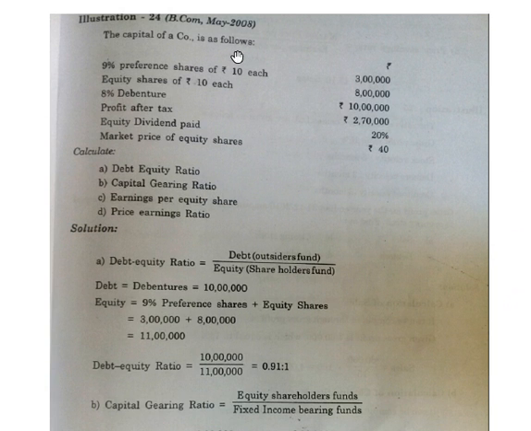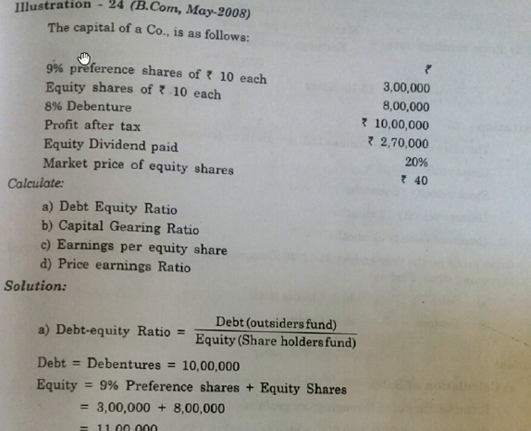Moving on to the next question. The capital of a company is as follows: 9% preference shares of rupees 10 each, 3 lakhs. Given every information, this is a direct question wherein they have told us to calculate certain ratios.